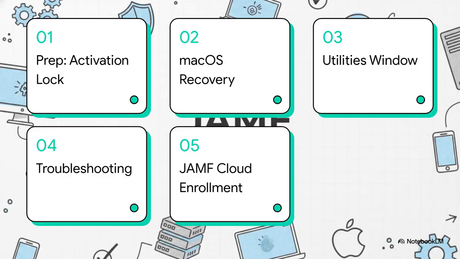follow. Here's our game plan for today. We've got 5 clear steps. First up, prep to avoid activation lock. Second, entering macOS recovery. Third, navigating the utilities window. Fourth, troubleshooting any of those annoying recovery roadblocks. And finally, running through the jammed cloud enrollment steps. We're taking you from the exact moment you receive that used Mac to the very second it's fully provisioned.